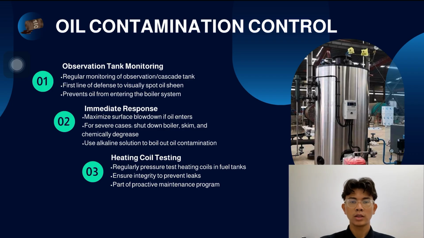Our control measures focus on detection and response. Our first line of defense is monitoring the observation tank, where we look for any visible oil sheen. If oil is detected, we minimize surface blowdown. If it's severe, we must shut down and chemically degrease using an alkaline boil out. Proactively, we must regularly pressure test the heating coil in the fuel tank to prevent leaks in the first place.